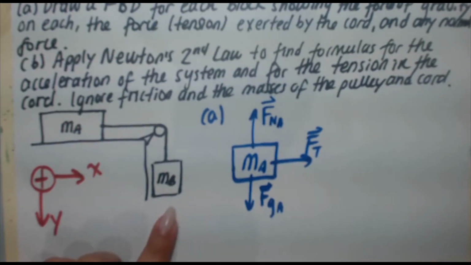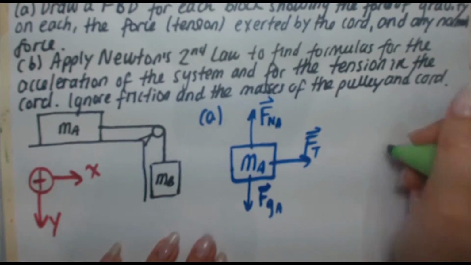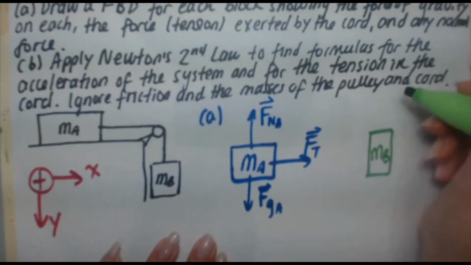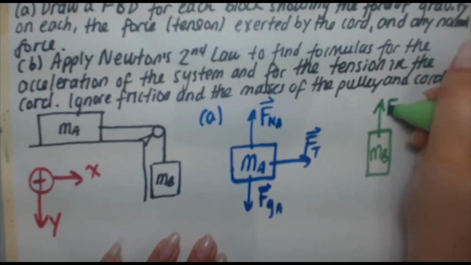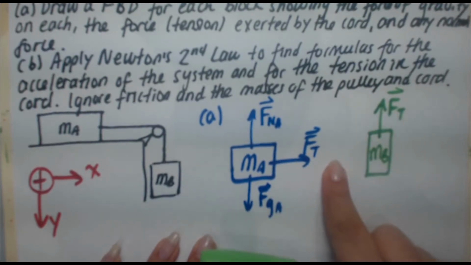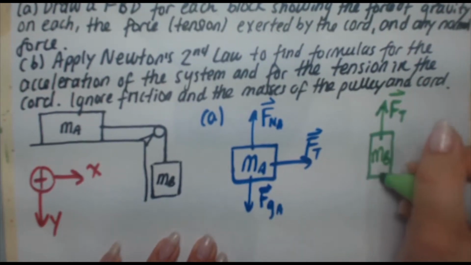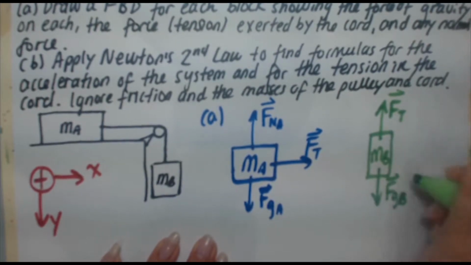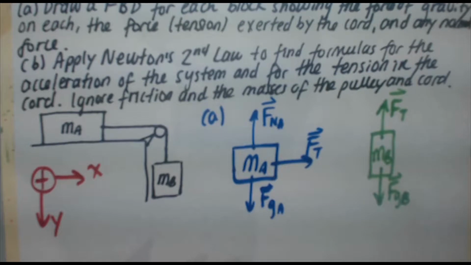Okay, block B is just hanging. It's not on any surface, so there's no normal force. Okay, block B is a little bit simpler. It has tension going up. Now it's the same magnitude tension force that you have for block A because it's the same string. And the only other force you have is its weight. You have FGB. Okay, so that solves part A. We've got our free body diagrams.